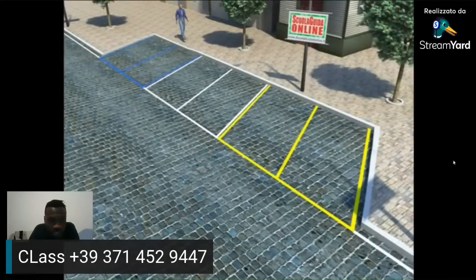Another Segnaletica Orizzontale is the parking, the cella di parcheggio, which is the rectangles painting that actually shows the parking blue, which is under payment, then the white, which is the free parking, and the yellow parking, okay, the yellow rectangles, probably it is for disabled vehicles or only specific authorized vehicles to park there, okay, with a specific authorization, of course.